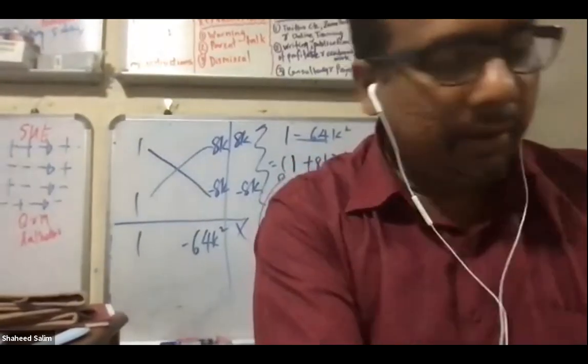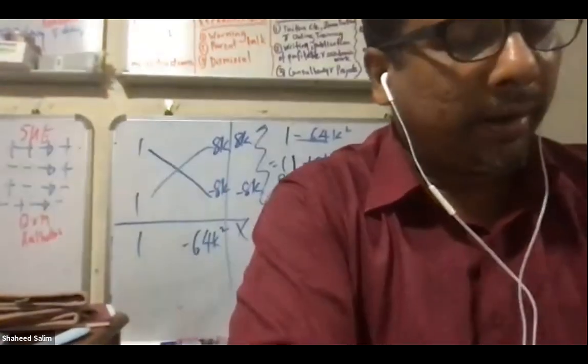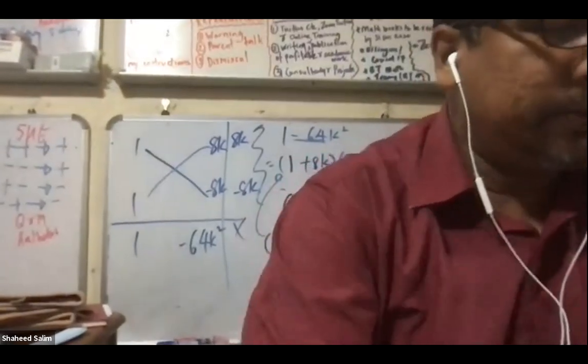8n minus 5, 8n plus 5. Okay. Now we go back to page 80. Okay, go back to page 80.